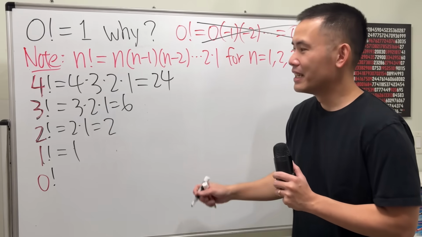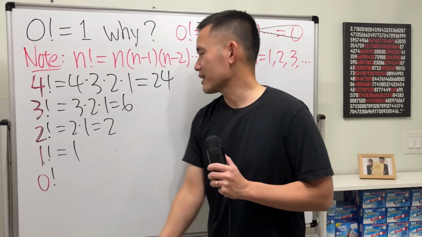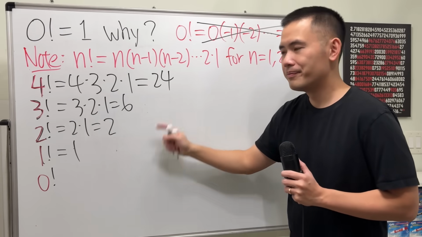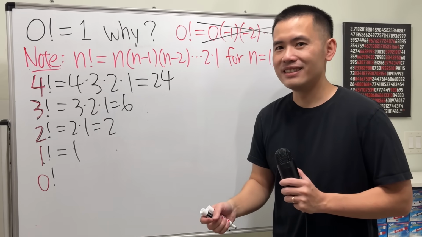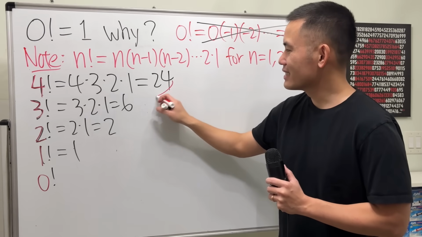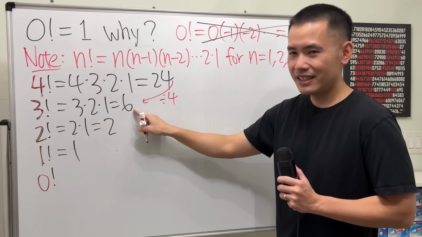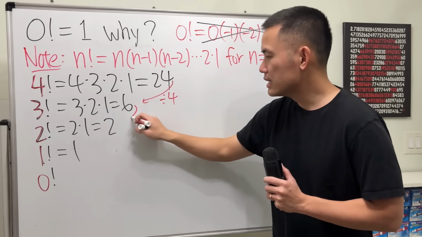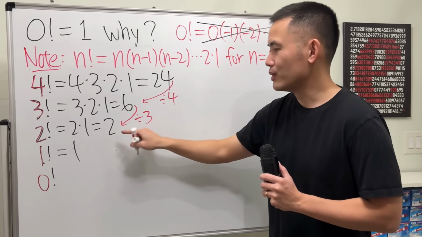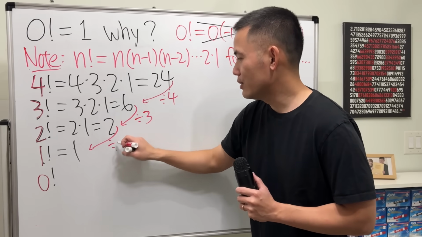Let's look at the results on the right-hand side. 24, 6, 2, 1. What's the pattern? We can look at this as 24 divided by 4 to get 6. But we don't divide this by 4 anymore. Instead, we take 6 divided by 3 to get to 2. And then we take 2, we can divide it by 2.